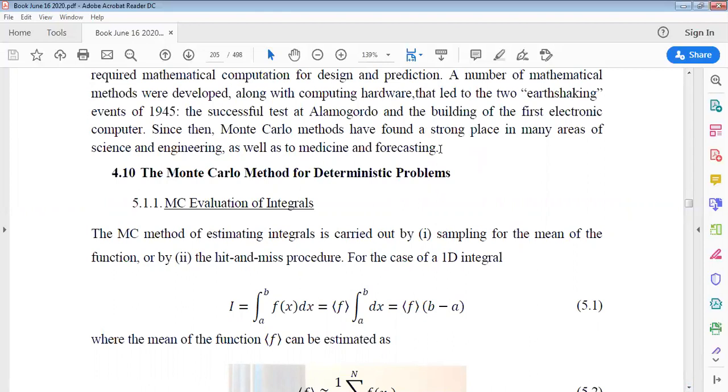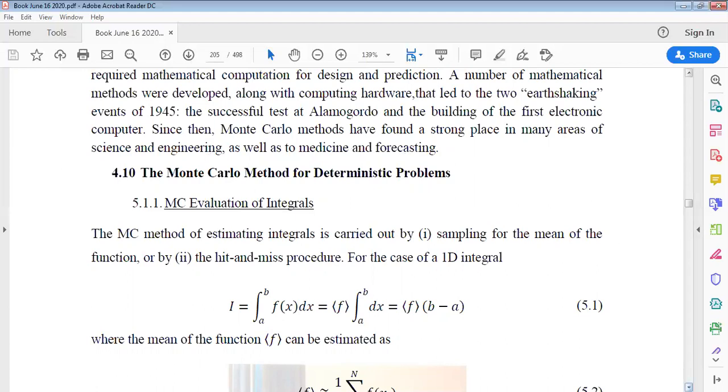So anyway, now with all this that you see these days, such powerful computing available with all of us, you see that Monte Carlo methods have found a very strong place in many areas of science and engineering. And I'm sure that as time passes, 10 years from now, probably when you have optical computing, then Monte Carlo methods will become more and more attractive. And they've gone from science and engineering into medicine, forecasting, finance, and weather prediction, and God knows what.